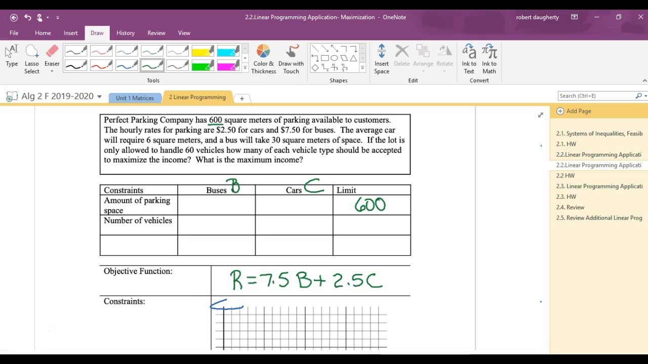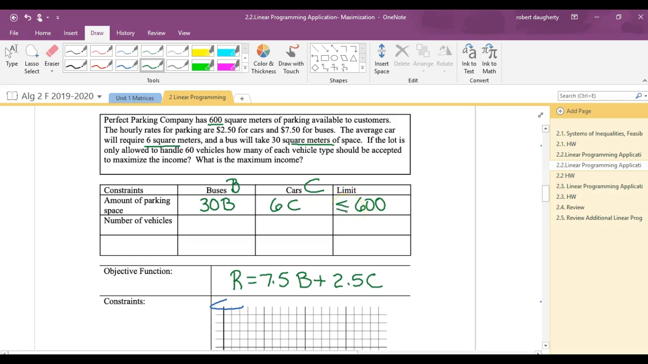The average car is 6 square meters, and the bus is 30 square meters. So every bus will take up 30 square meters. That's the amount of space taken up by the buses. And then the car is going to take 6. That's the amount of space that the cars take. And that can be no more than 600 because that's the limit of my parking lot.